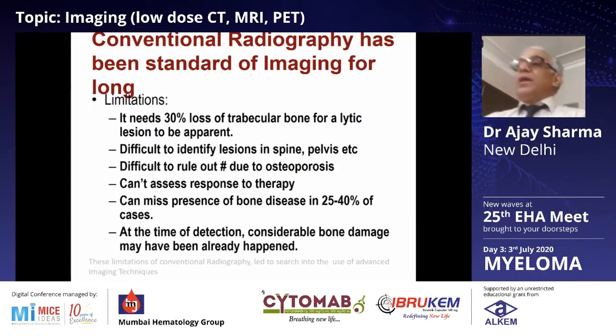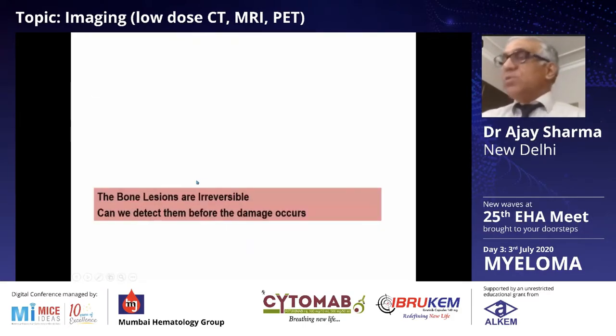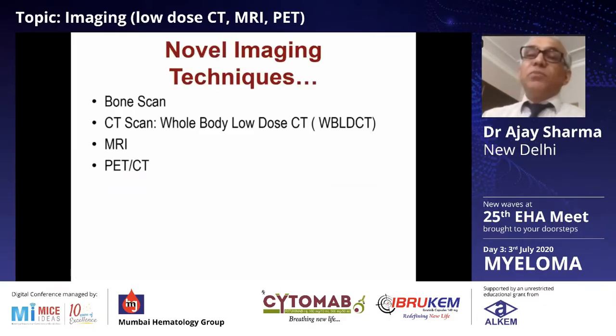Conventional radiography has been the standard of diagnosis for a long time, but it has limitations. The bone has to be destroyed more than 30% before the lytic lesion becomes apparent, and it is difficult to identify in the spine and pelvis, and sometimes becomes difficult to differentiate from osteoporosis. It cannot assess the response to therapy, and it might miss the bone disease in about 25 to 40% of the cases. And at the time of detection, considerable bone damage has already taken place, so it's too late to diagnose. So these limitations of conventional radiography led to the search for advanced imaging techniques, because the bone lesions are irreversible and can be detected before the damage has taken place.